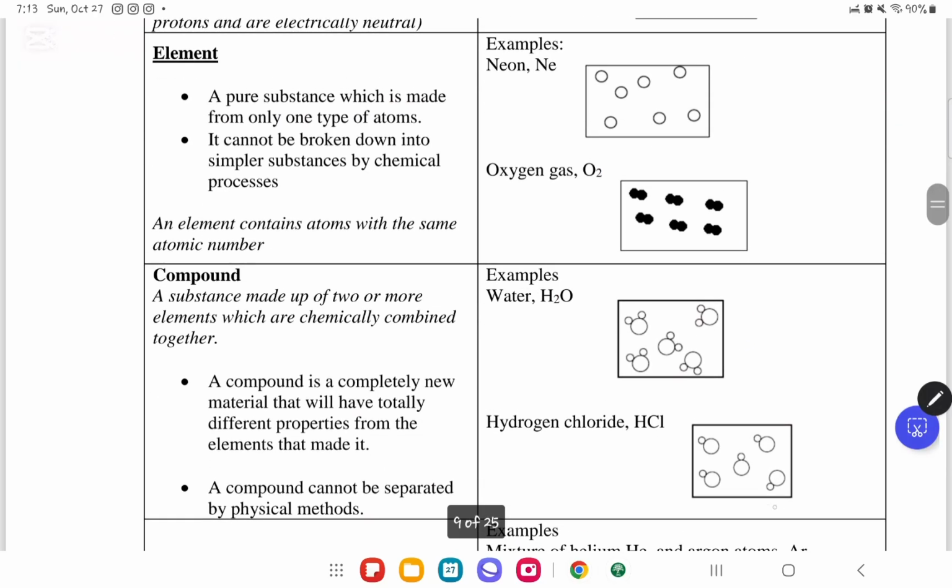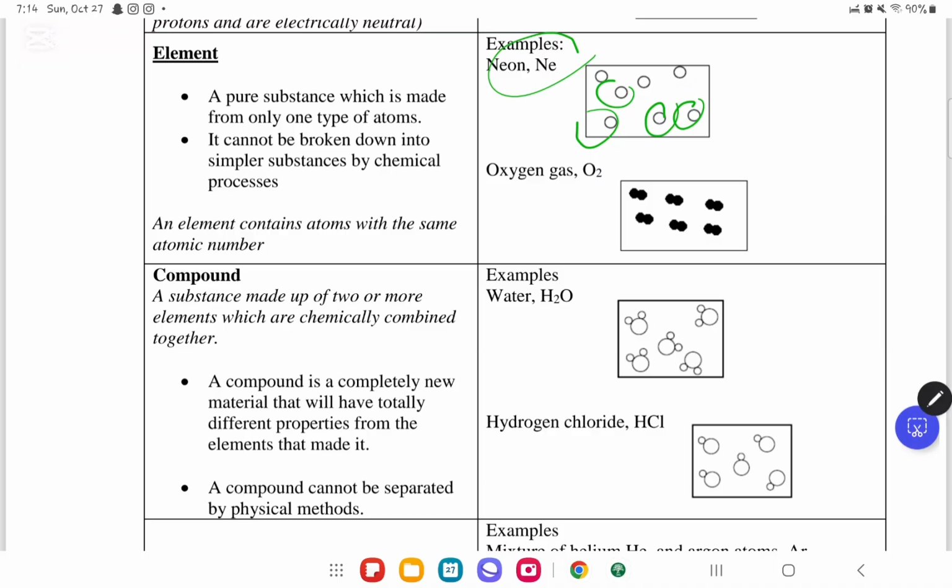Now an element. An element is a pure substance which is made from only one type of atom, okay? It cannot be broken down into simpler substances by chemical processes. So we have an example of an element, neon. For example, you have a bunch of neon. So it is a pure substance, neon, made of only neon atoms, okay? You cannot break it down into simpler substances. If you try breaking it down, you just get neon.